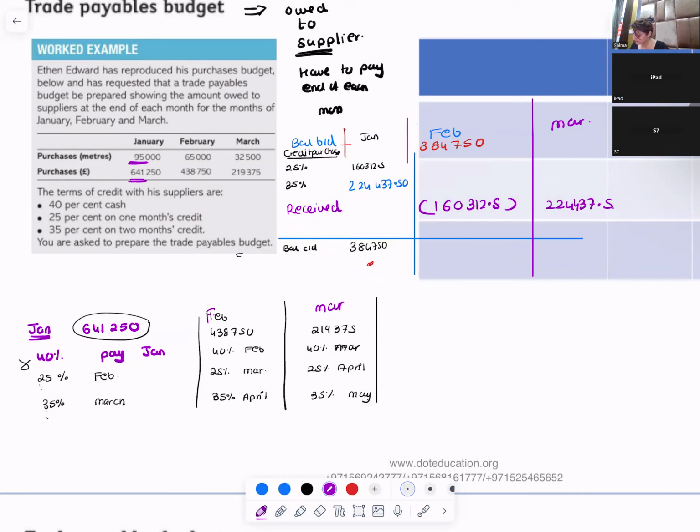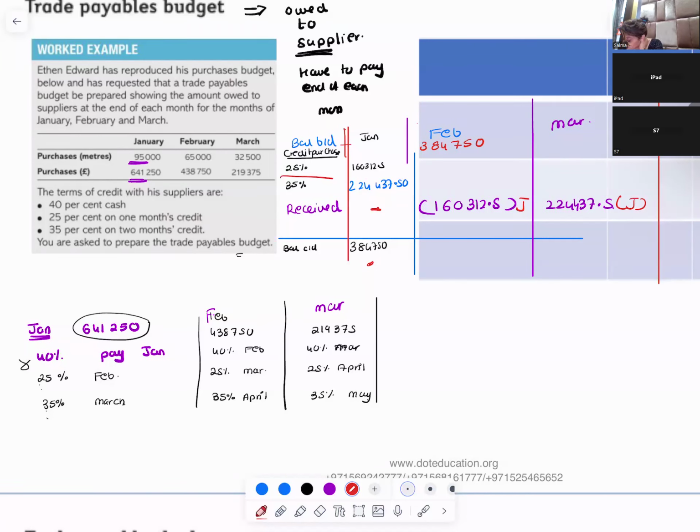Yes, for 50 hours, in February you'll get 160. Then for March you'll get 224. So I will get 160 in February and 224 in March. This is for the January sales that I will receive in the month. And in January, what I'm receiving, I don't know anything because I don't have a previous balance.